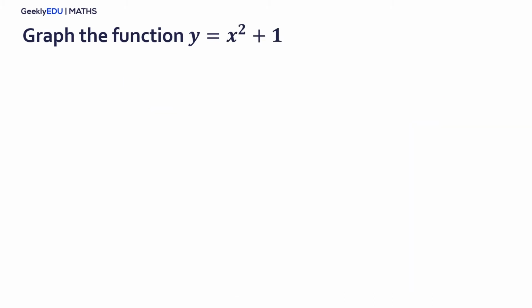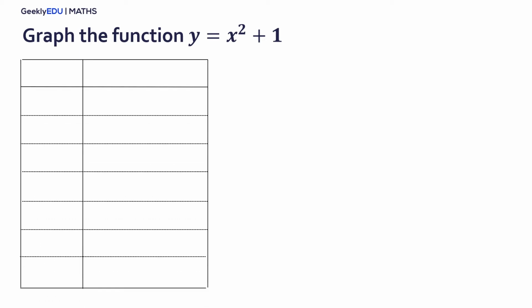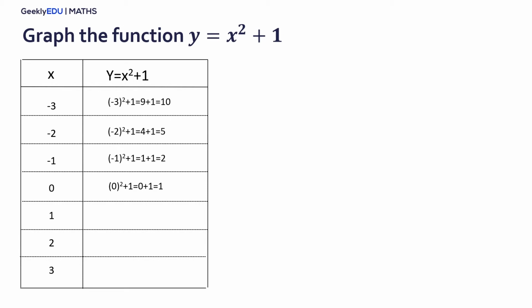This next example is a quadratic function y equal to x squared plus 1. We are going to plot some points x in the function y. This time we are going to do it from -3 to 3. And substituting -3 in x is -3 squared plus 1 equal to 10, -2 squared plus 1 equal to 5, -1 squared plus 1 equal to 2, 0 squared plus 1 equals to 1, and so on.